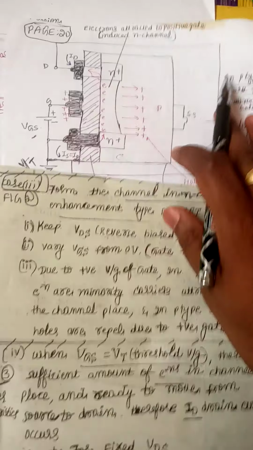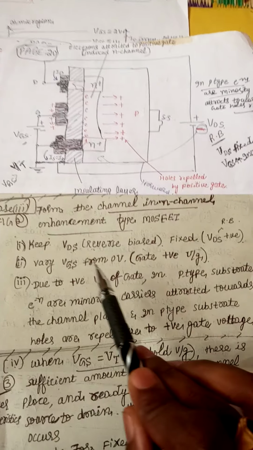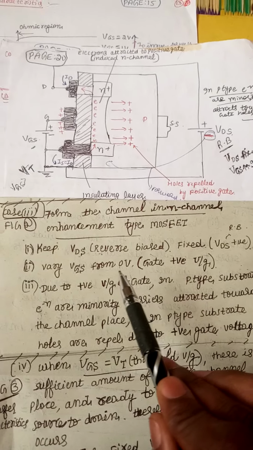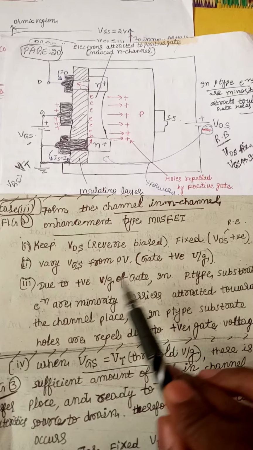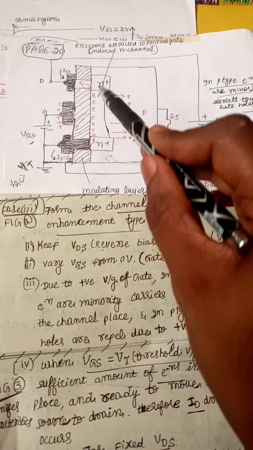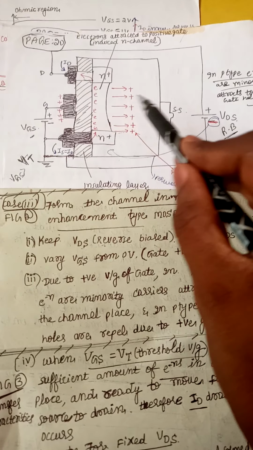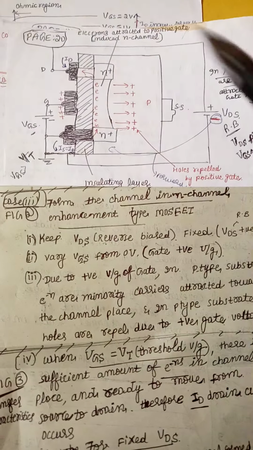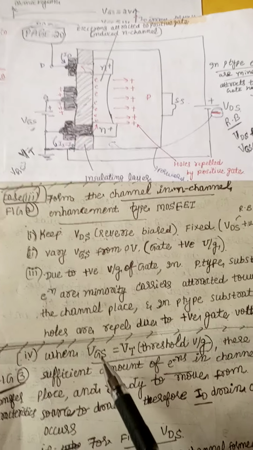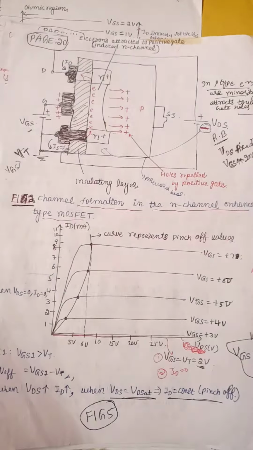In order to form the channel, the procedure I have written here. VDS you have to reverse bias. VGS varies from 0 volt. Due to the positive voltage, what will happen? The electrons will get attracted towards the channel place and start to accumulate here. Holes will get repelled due to this positive gate voltage. When VGS is equal to VT, that I will show you with respect to the transfer characteristics.